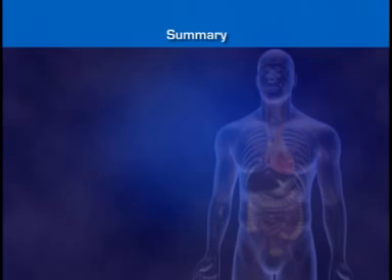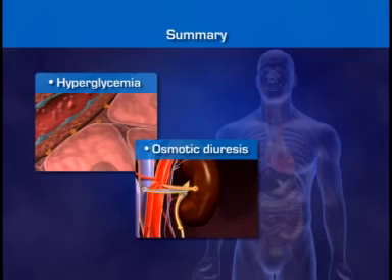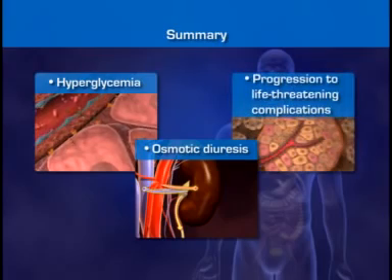Diabetes mellitus is a disorder of blood glucose control involving an absolute or relative deficiency of insulin or disrupted insulin reception, leading to hyperglycemia, osmotic diuresis, and progression to life-threatening complications.